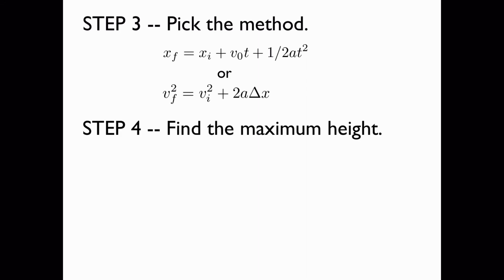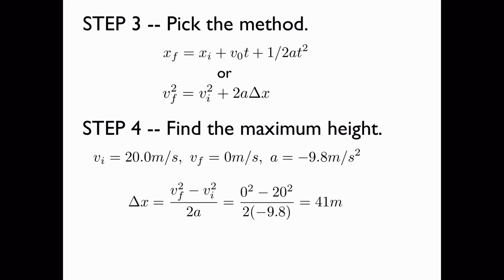Finding the maximum height. The initial velocity is 20, the velocity at the top of its path is 0, and we know the acceleration of gravity. So we simply rearrange the equation to solve for the displacement delta x, and then we plug in the known quantities. To two significant figures, we have a maximum height of 41 meters. And that concludes video 2.2.